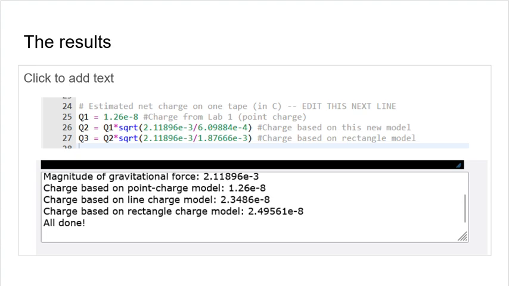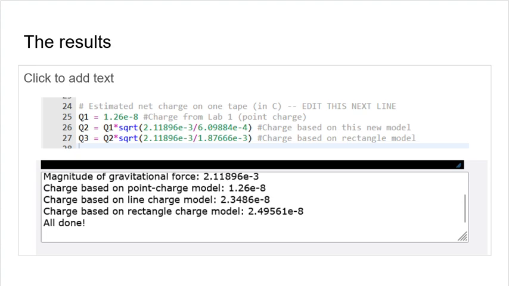So for the results, because the force varies with the square of the charge, to get the charge you can vary it with the square root of the ratio of the force to the guess. So that's how I got these charge numbers.